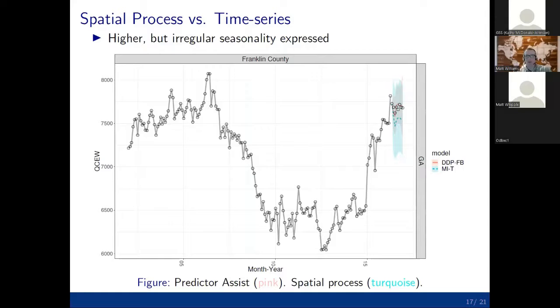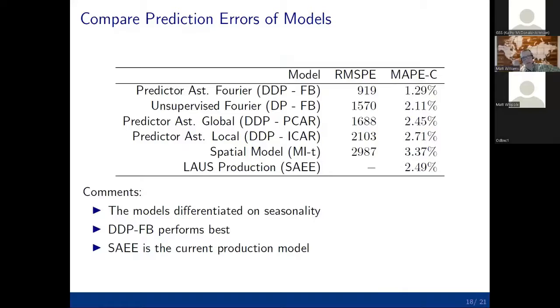So I've shown you a lot of plots quickly, and I'll spend a minute on a summary table. So what we're doing here is we're summarizing the different models that I talked about. So the top 2 are variations of using the trigonometric basis, the Fourier basis. The top one is what we think is performing the best because it uses the predictors to help with the clustering as opposed to the unsupervised clustering. And then we have two different more non-parametric smoothing or filtering for seasonality, also with the predictor-assisted clustering. Then we have the spatial model. Then we have what's in production now.